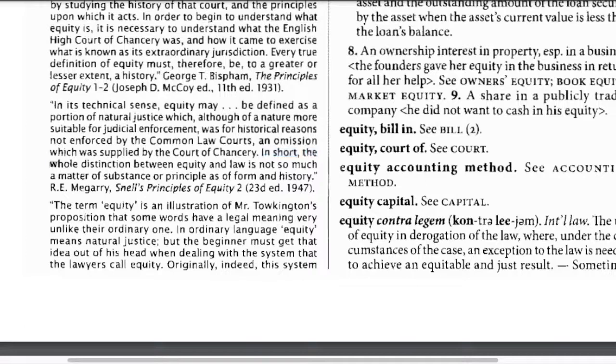In short, the whole distinction between equity and law is not so much a matter of substance or principle as of form in history. Interesting. So that comes from Megarry's Snell's Principles of Equity. The term equity is an illustration of Mr. Tokington's proposition that some words have a legal meaning very unlike their ordinary one. Oh boy, let's read this again. Proposition that some words have a legal meaning very unlike their ordinary one.